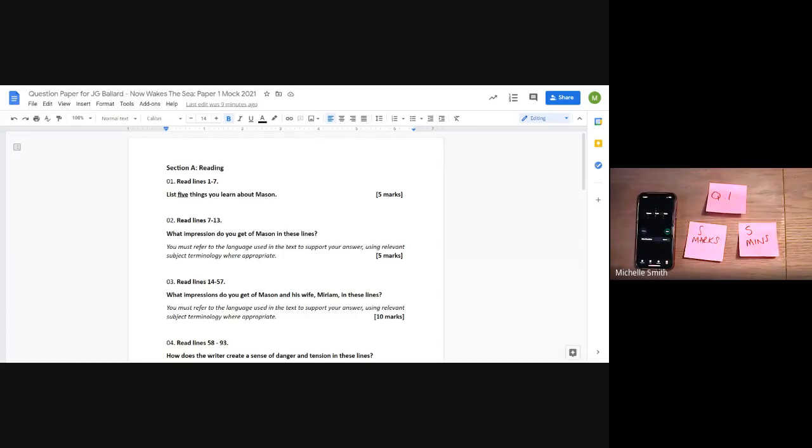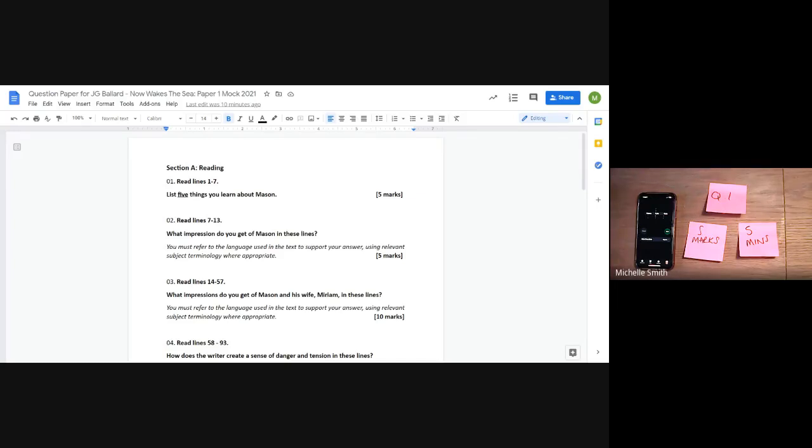Hi everyone, just a really quick video on how to answer question 1 of section A, reading on EDUQAS paper 1 GCSE English language. As you can see here, once you've opened your question paper, it'll say section A reading. There are 5 different questions. We're just looking at question 1 in this video.